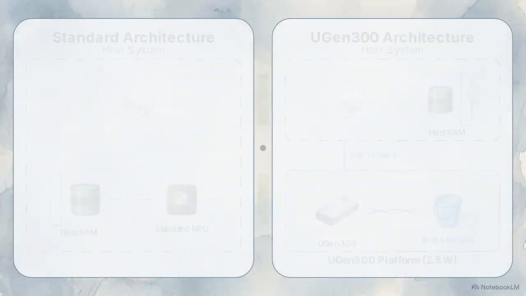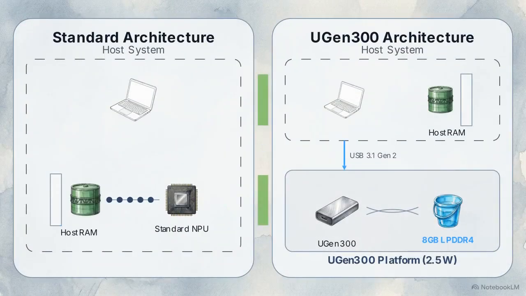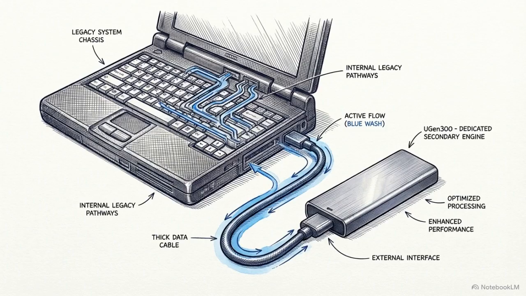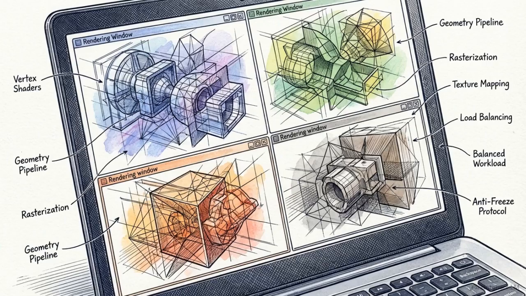Standard NPUs pull from the host's central RAM, draining the pool under heavy load and slowing the system. The UGen 300 uses its own 8GB LPDDR4 memory. It bypasses this bottleneck, processing heavy AI workloads externally and leaving the host system's RAM completely untouched. This dedicated architecture acts as a secondary engine. It allows older, non-AI legacy machines to balance their workloads and handle complex pipelines without freezing up.